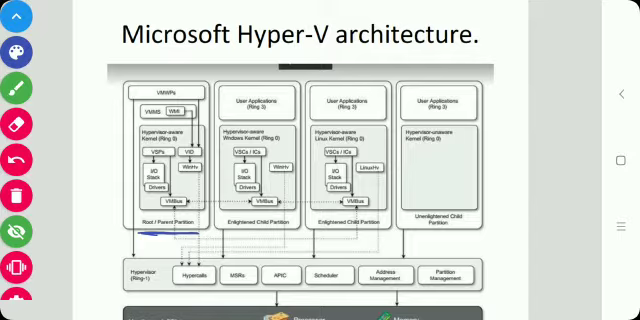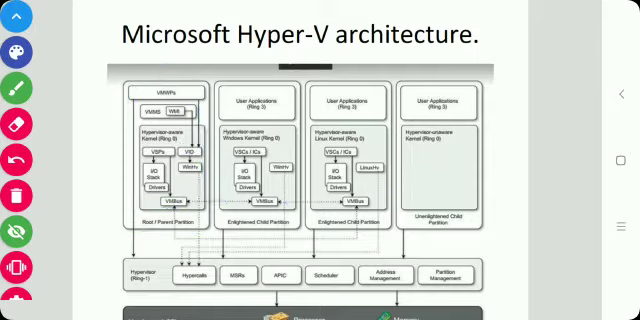The parent partition is also responsible for managing the creation, execution, and destruction of child partitions, and it does so by means of the virtualization infrastructure driver, that is VID. It uses the VSP, that is virtualization service providers, and it uses the VM bus to communicate with the different children. So this is about the parent partition.